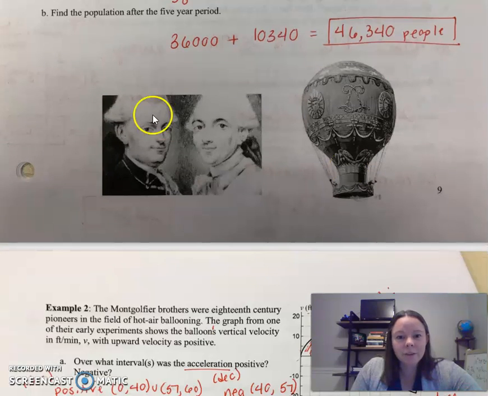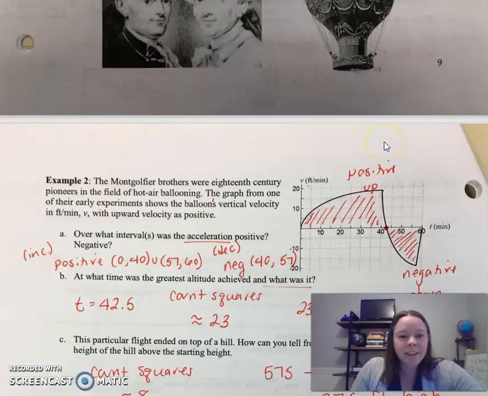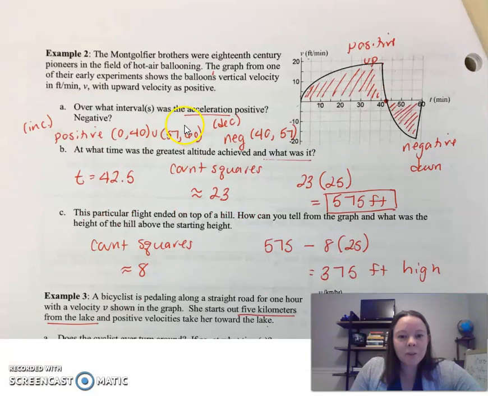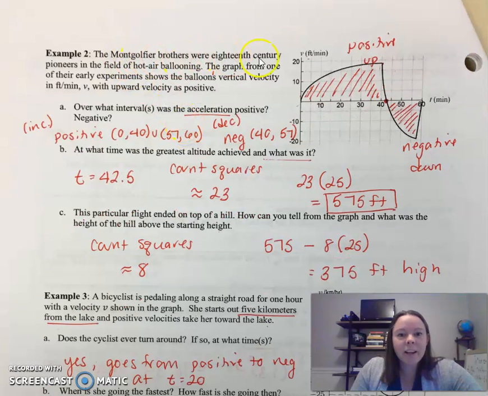All right, here's some visuals for our next problem. So I'm not even going to try to pronounce that. These brothers were 18th century pioneers in the field of hot air ballooning. The graph from one of their early experiments shows the balloon's vertical velocity in feet per minute with upward velocity as positive. So here's your upward velocity here. This is when they're going up and now they're going down.